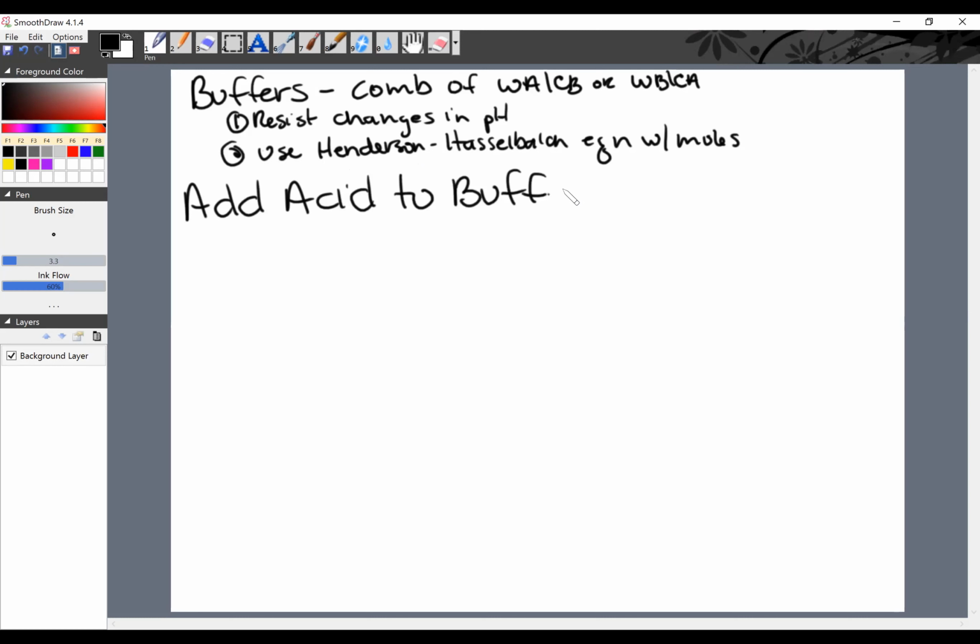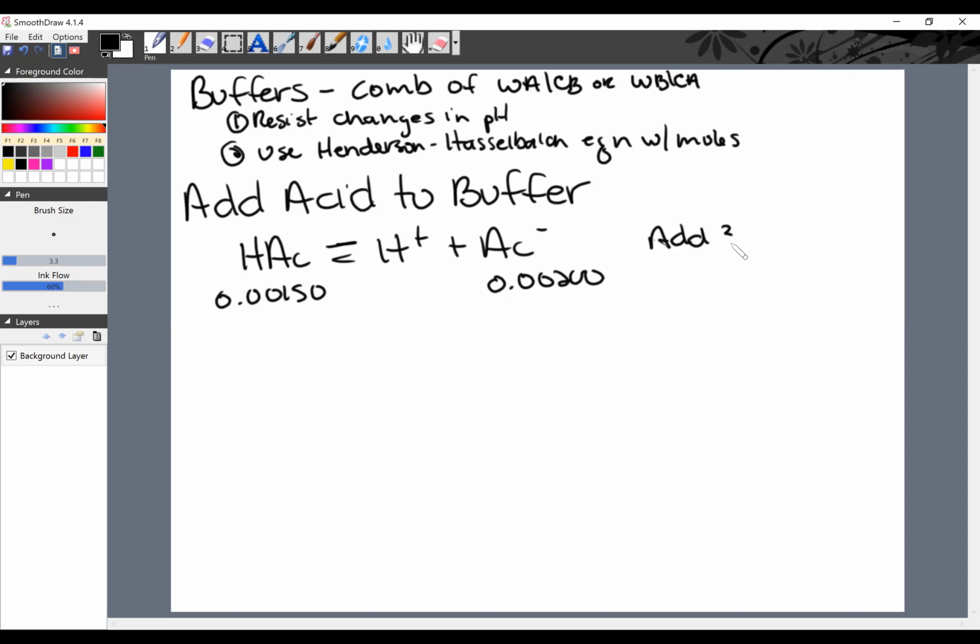So the first one we're going to look at is adding an acid to the buffer. All right, so I'm just going to use the numbers that we had previously. So we had acetic acid, and these numbers might be backwards, but it doesn't matter. And 0.2, I think. All right, so this is the buffered system that I'm starting with. I am going to add 3 mL of 0.1 molar HCl, strong acid, to it.